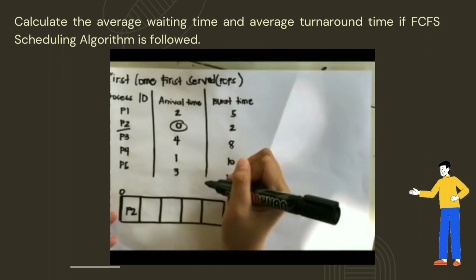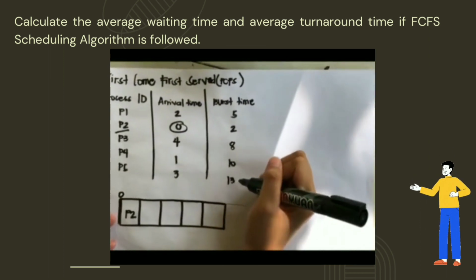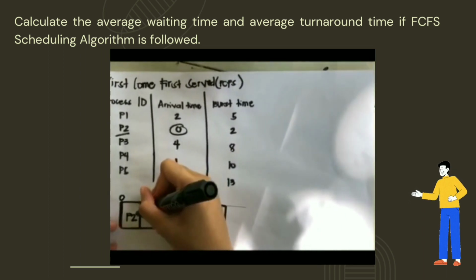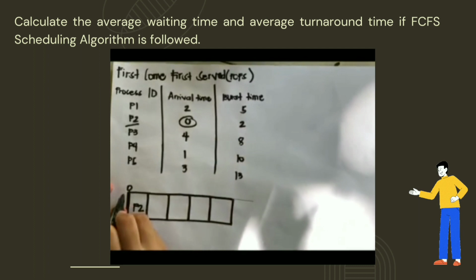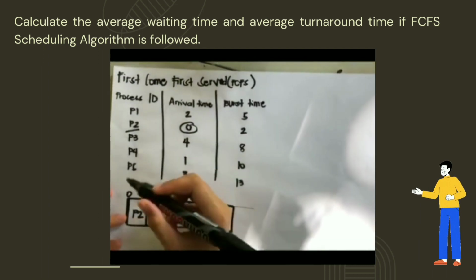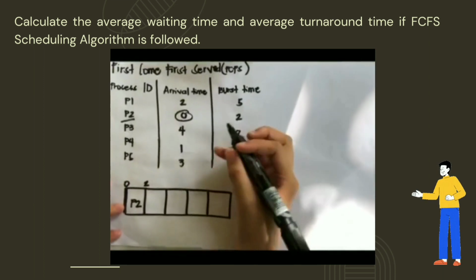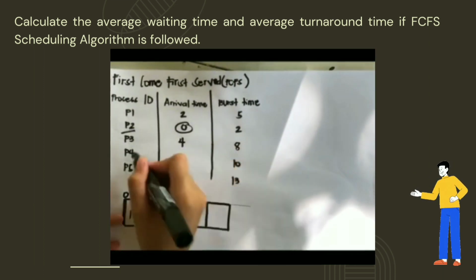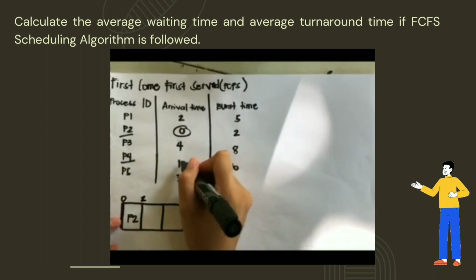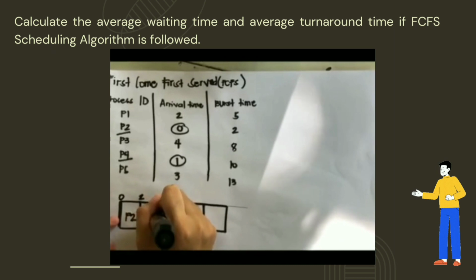So, gagawa tayo ng Gantt chart para maipakita yung pagkakasunod-sunod na mga process. So, ang una is P2 dahil 0 yung arrival time niya. So, sulat natin dito yung 0. Tapos, isusulat natin dito yung burst time niya. Tapos, ang sunod naman is P4 dahil 1 yung arrival time niya. So, sulat natin dito yung P4.